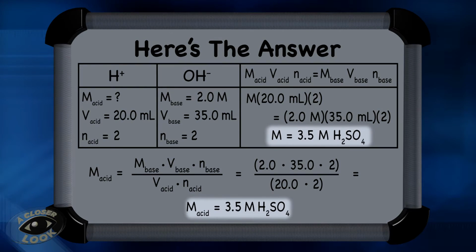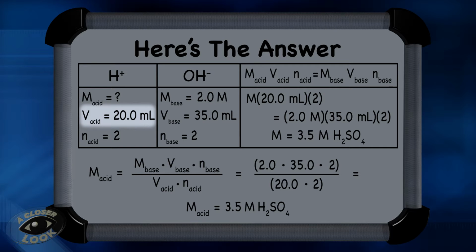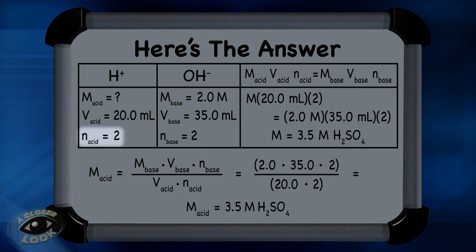Did you get 3.5 molar for the sulfuric acid? If you did, good job. Here's how we solve for this. For the acid, the hydrogen ion, what we knew was that 20.0 milliliters of the sulfuric acid was titrated. For H2SO4, we chose a 2 for N because there are 2 hydrogens in the formula.